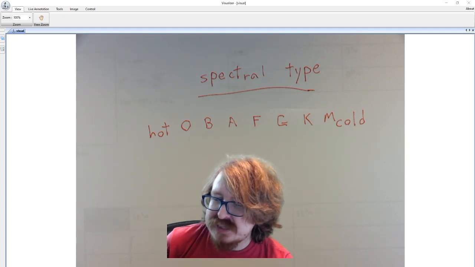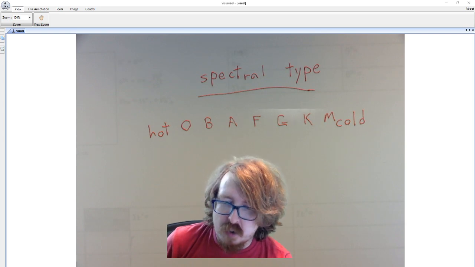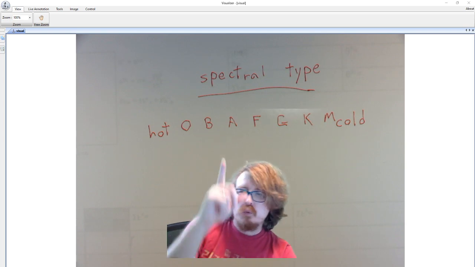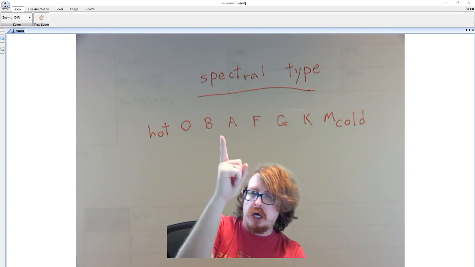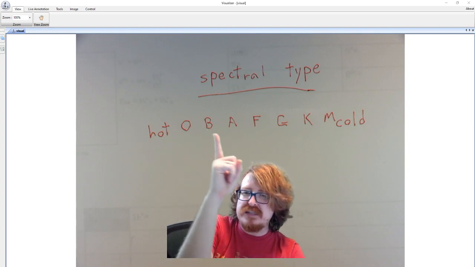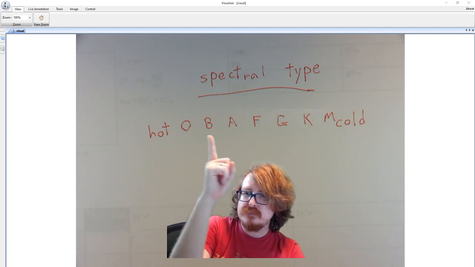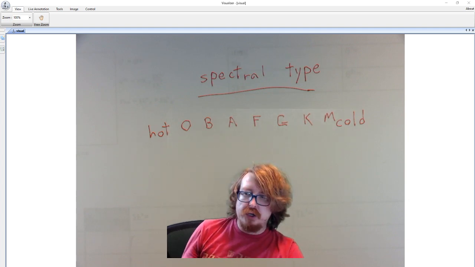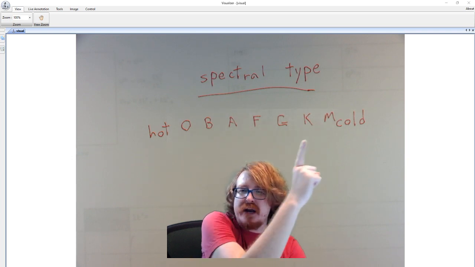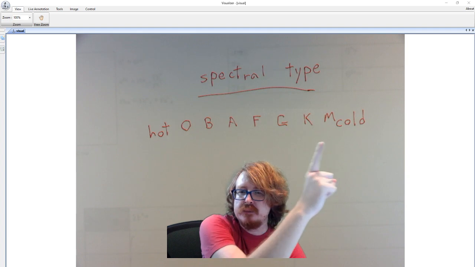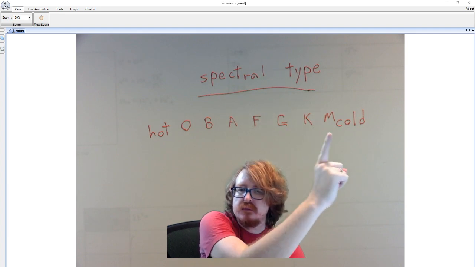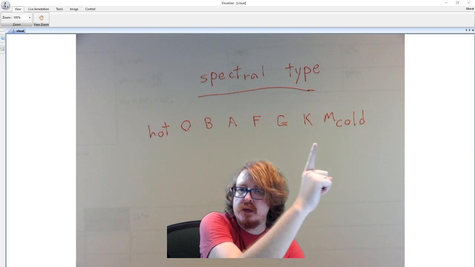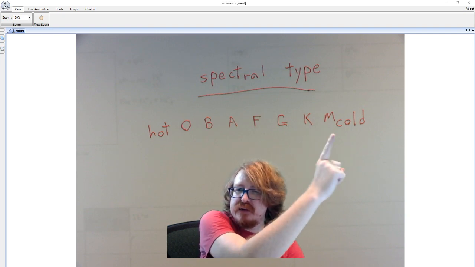Okay? Now check this out. Here's a slightly harder question. What color would we expect the O's and B's to look? What color would these O's and B stars be? Those would be blue. Okay, how about these K's and M's? What color would these K's and M's be? Those would be red. That's right.